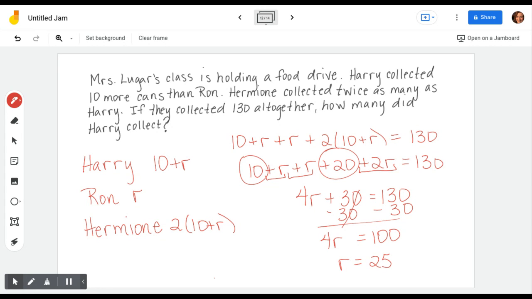Be careful. Before you get too excited and call it done, I found out Ron was 25. But what I wanted to know is how many Harry had. So if I found out Ron was 25, Harry was 10 more than that. So Harry had 35 cans. If you wanted to go ahead and find out what Hermione had, then you could do 2 times Harry's 35, and she had 70. But all I needed to know for the final answer on this one is that Harry had 35.